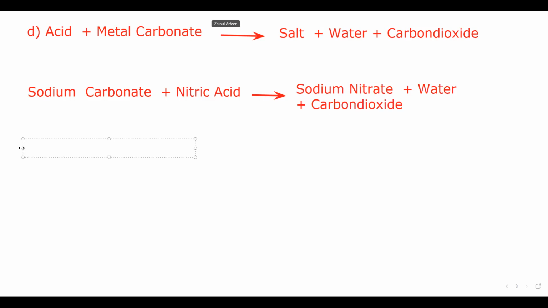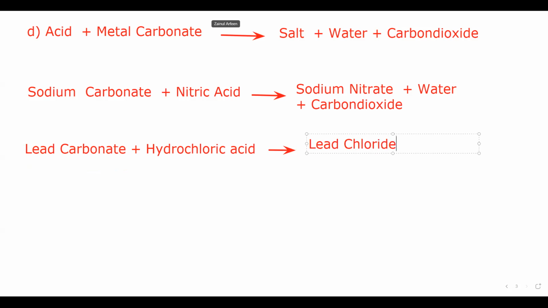Another example, if we have lead carbonate mixed with hydrochloric acid. So lead carbonate is there, mixed with hydrochloric acid. It will produce lead chloride, because it's hydrochloric acid, that will result in the formation of lead chloride plus water plus carbon dioxide.